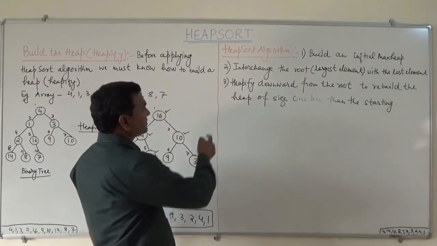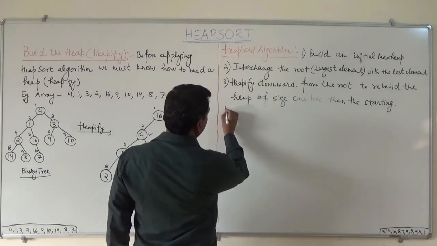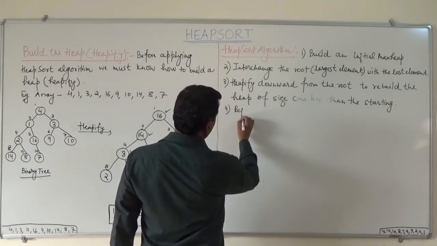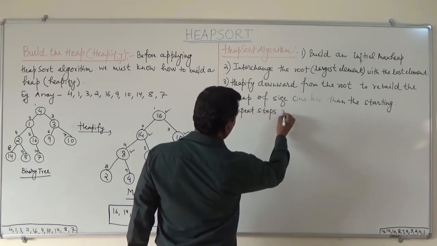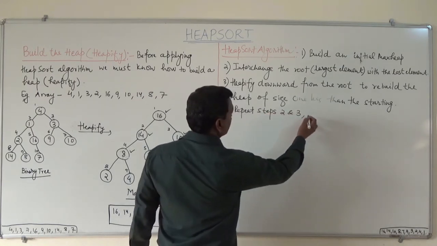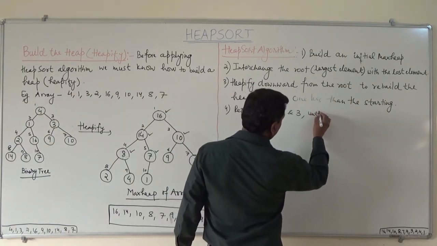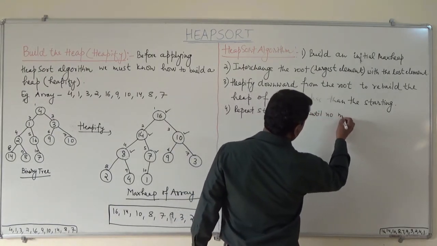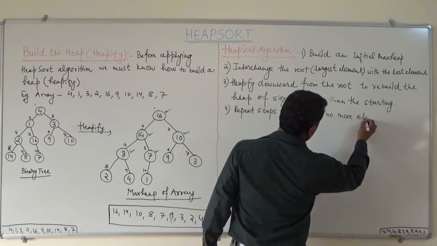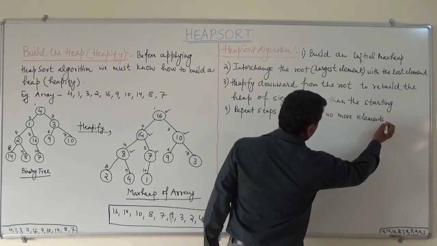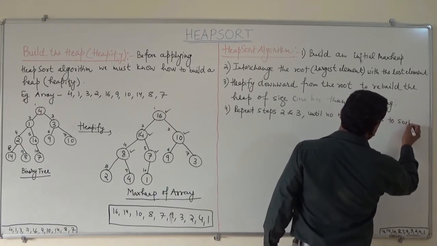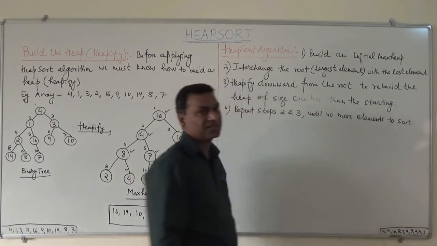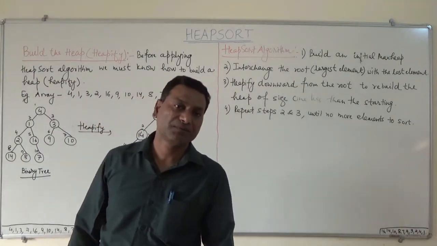So this is step 3, and then step 4 is repeat steps 2 and 3 until no more elements to sort. So these are the 4 steps of this heap sort algorithm.